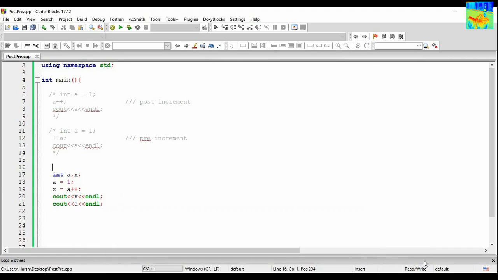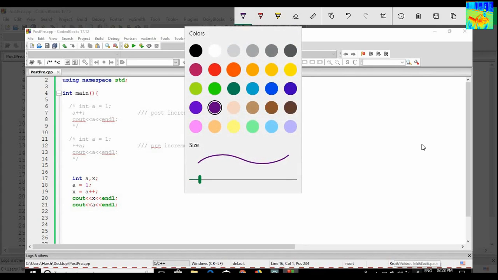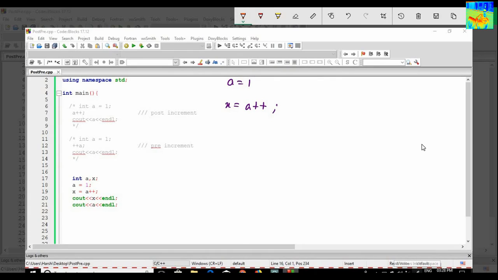Let's see why is it so. So initially the value of a is 1 and I am writing x equals a plus plus. So what is happening here? This thing is called post increment. So in post increment, what will happen? First, I will assign the value of a, and then I will increment the value of a.